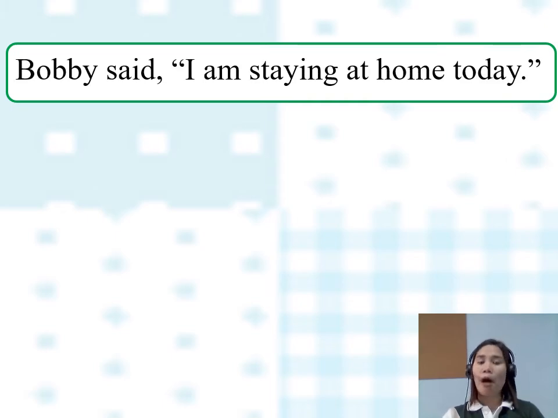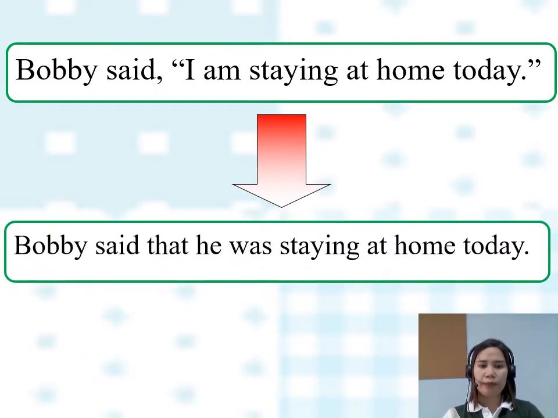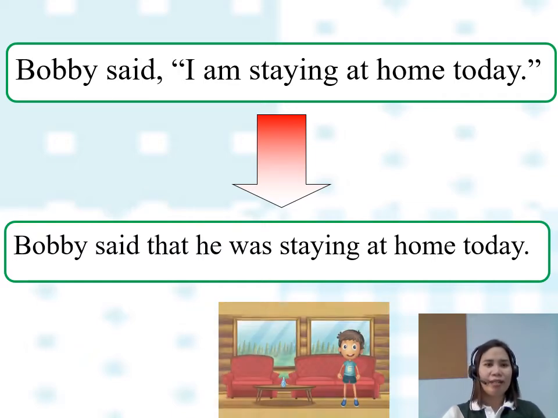And now to start, I have here some examples and I want you to analyze the given group of sentences and write down your observations on your paper, okay? Alright, so let's start. Bobby said, "I am staying at home today." And the other one is, Bobby said that he was staying at home today. Alright.